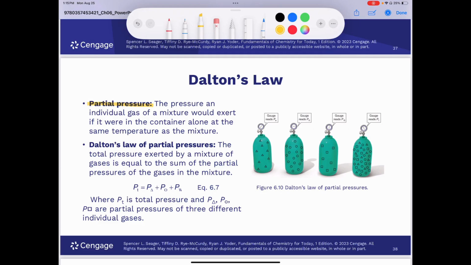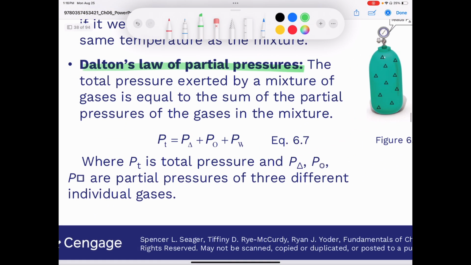Okay, now that might seem a little bit complicated, but it's what leads us to Dalton's law of partial pressures, which is the total pressure exerted by a mixture of gases is equal to the sum of the partial pressures of the gases in the mixture. So all that means is if you have a bunch of gases mixed together, the total pressure of the mixture is going to be equal to the sum of each one of the individual gases together.